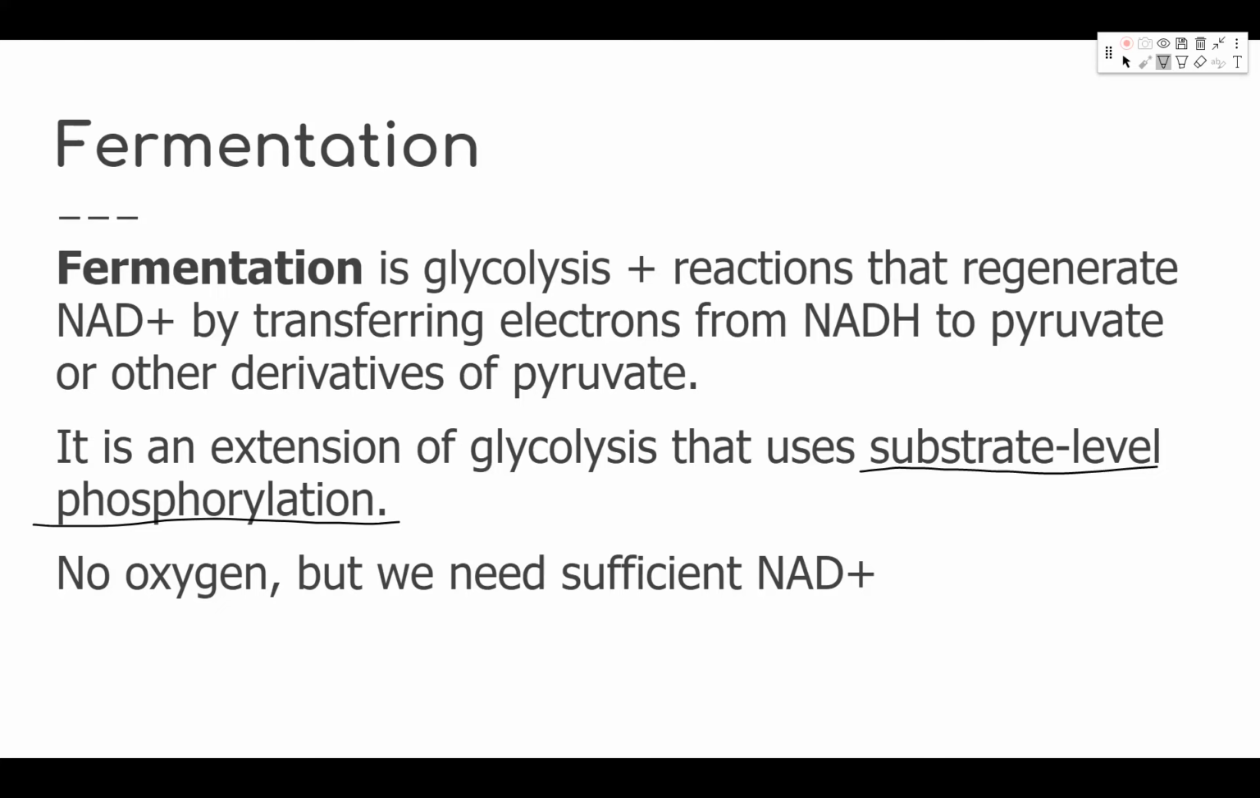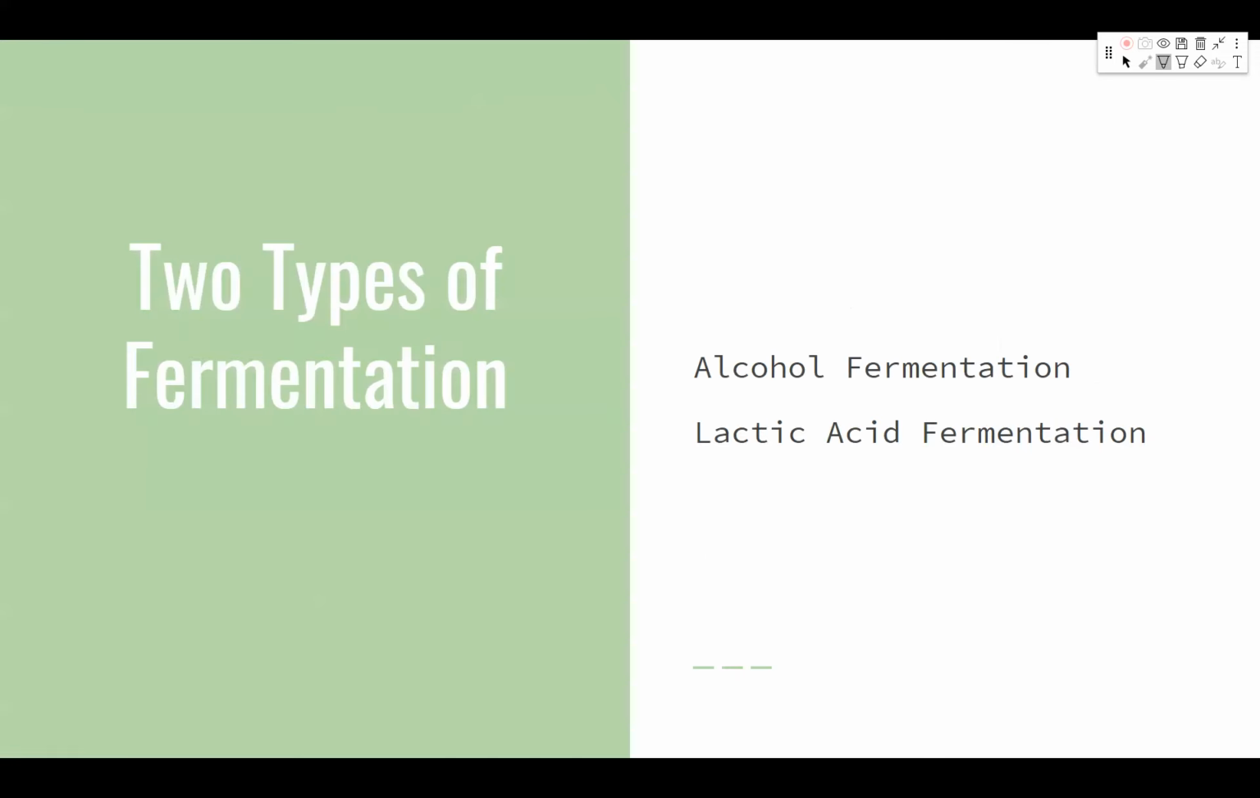So we have glycolysis and a reaction. That reaction's main goal is to regenerate NAD+. They do this through substrate level phosphorylation. So we have two types of fermentation: alcohol fermentation, or alcoholic fermentation, and lactic acid fermentation. Those are our two types of fermentation, and we're going to talk about them both. We're going to draw a quick little doodle of the process.